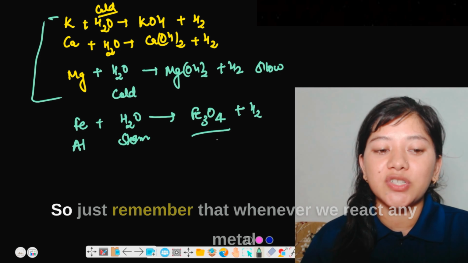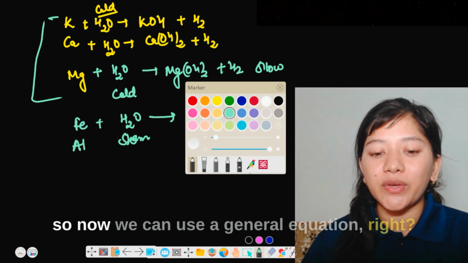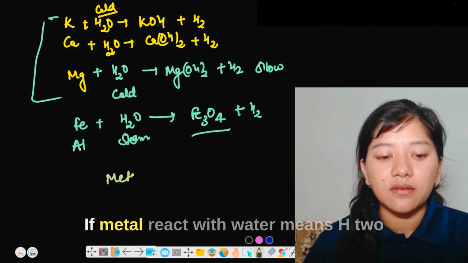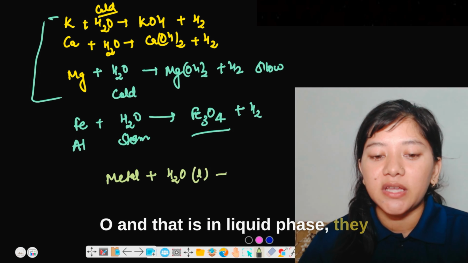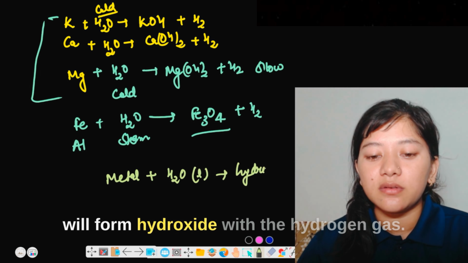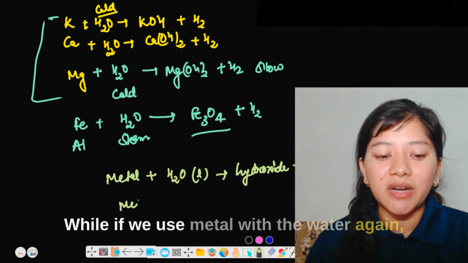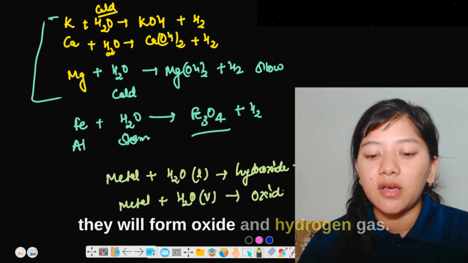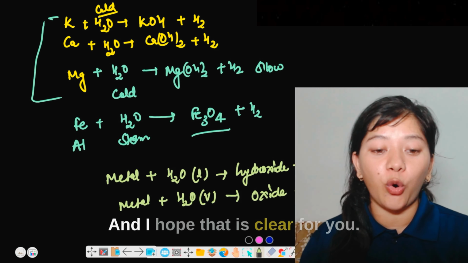So just remember that whenever we react any metal, we can use a general equation. If metal reacts with water, meaning H2O in liquid phase, it will form hydroxide with hydrogen gas. While if we use metal with water again, but in the steam condition, in vapor phase, it will form oxide and hydrogen gas. So that is the only difference, and I hope that is clear for you.